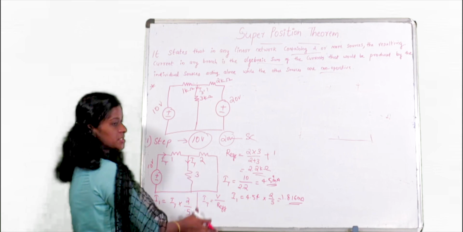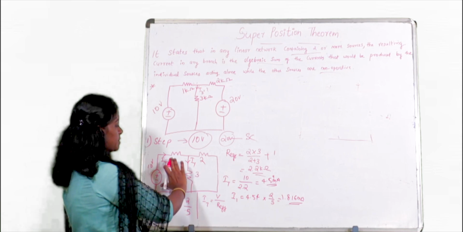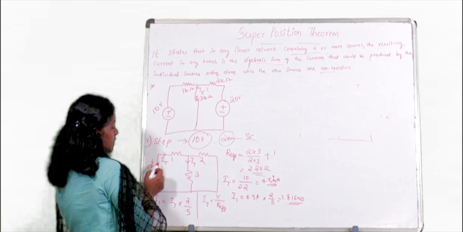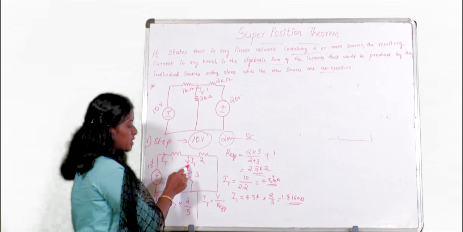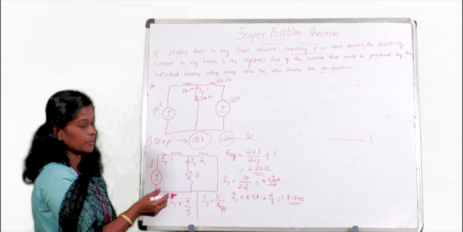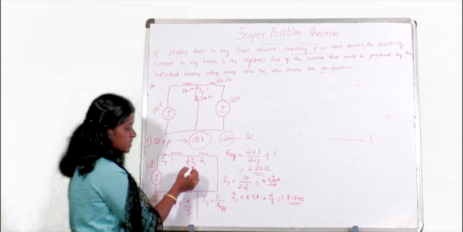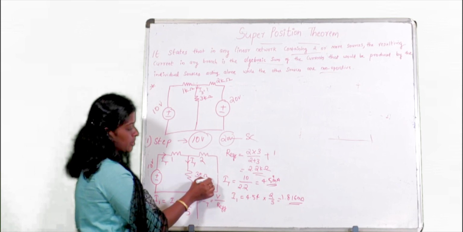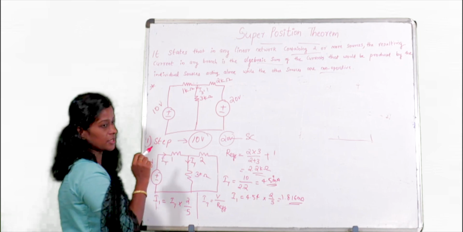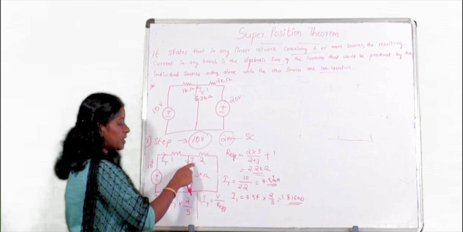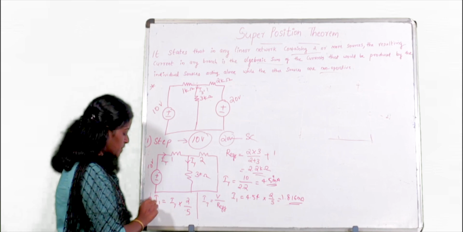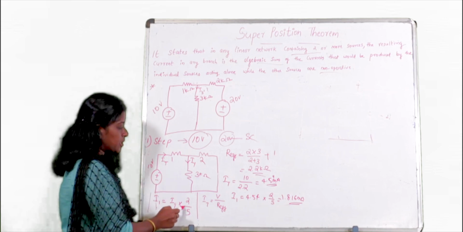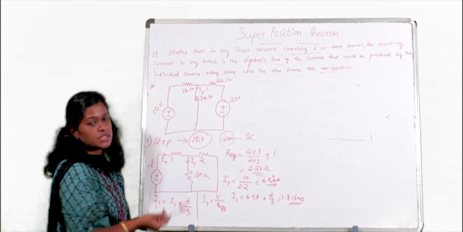So this is the first step. I will explain this first step once more. Here we are considering the 10 voltage source, and our aim is to find the current flowing through this 3 kilo ohm. So let it be I1. I1 is the current flowing through 3 kilo ohm right now. So we need to find I1. If you want to find I1, then we can apply the current division rule. So here this is the equation: total current into this resistor divided by the sum of resistors.